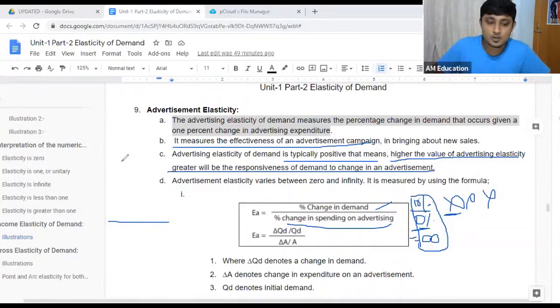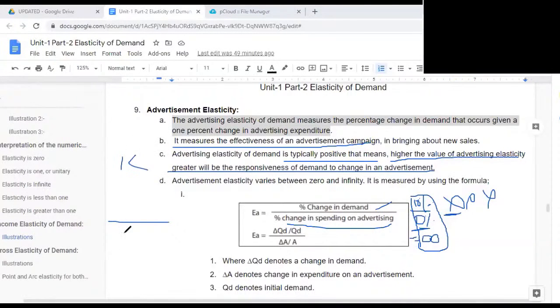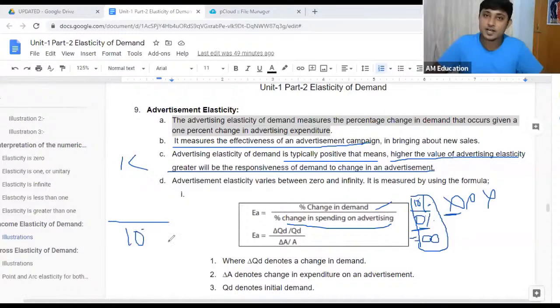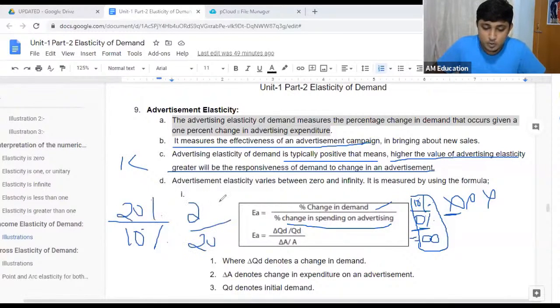When will you say positive elasticity? When the elasticity is more than 1. That means when you spend 10% more on advertising, your demand will rise by 20%. If you spend 20% more, it will be more than 20%. So advertisement elasticity of demand is typically positive. That means you spend 1 rupee and the effect on demand is more. The effect on demand is always more than how much you spend. That's why advertisements are very essential.